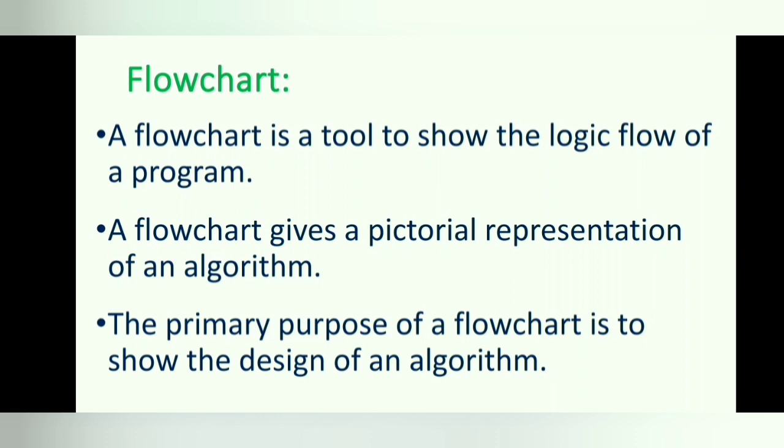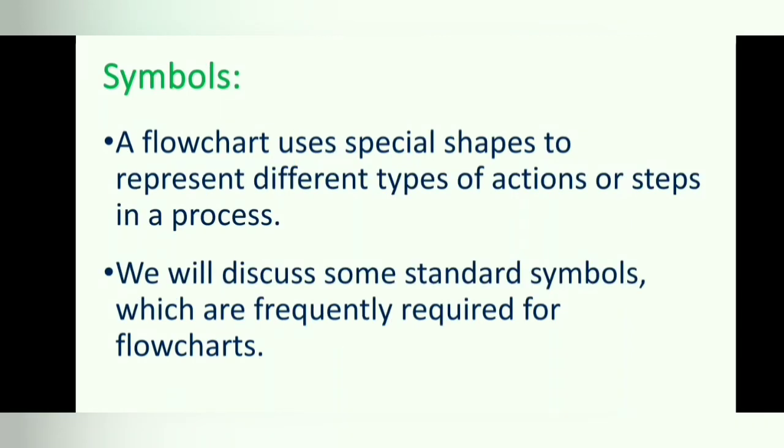What is a flowchart? A flowchart is a tool to show the logic flow of a program. A flowchart gives a pictorial representation of an algorithm. The primary purpose of a flowchart is to show the design of an algorithm. Although flowchart is generally considered a computer programming tool, it has been used for many other purposes. Programmers use flowcharts to design a complete program or just a part of a program.